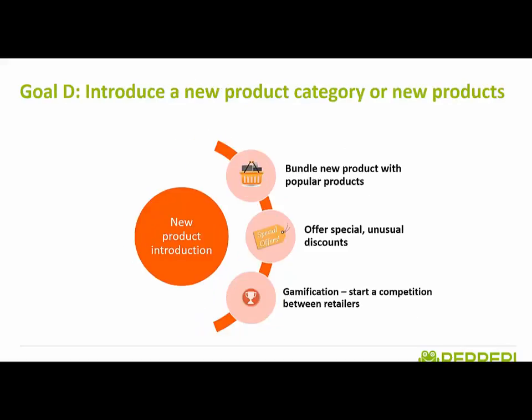The fourth goal that we've talked about is introducing a new product category or new products. We can play games here too, right? We can start a competition between retailers to see who is going to sell more of a specific product or product line. We can bundle new products with existing, popular products, and we can offer special, unusual discounts on these new products.